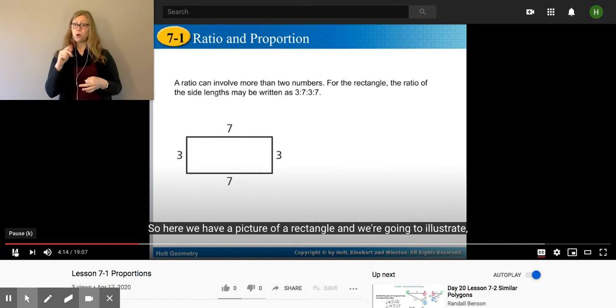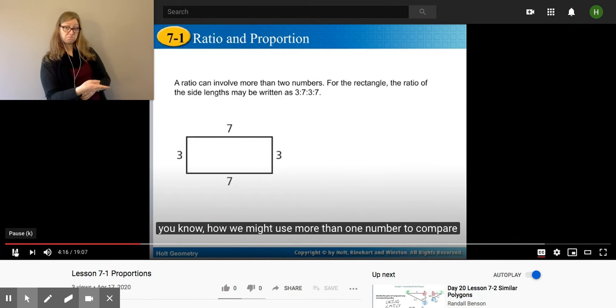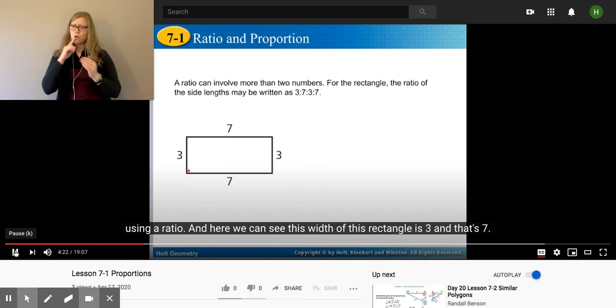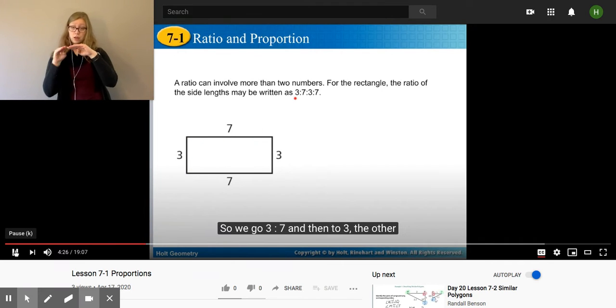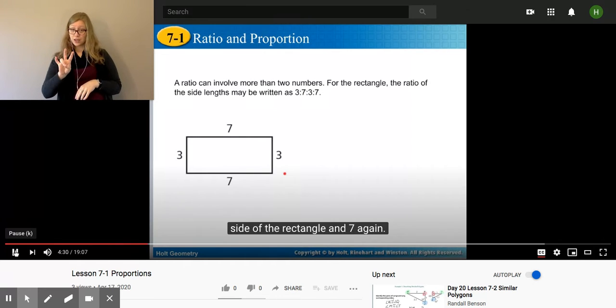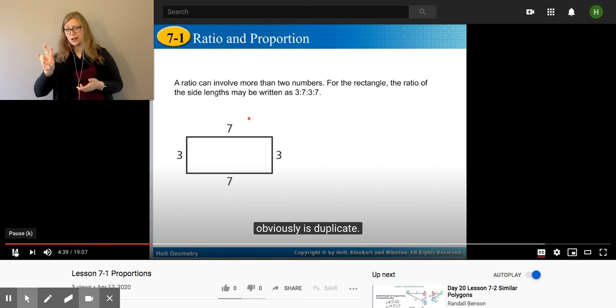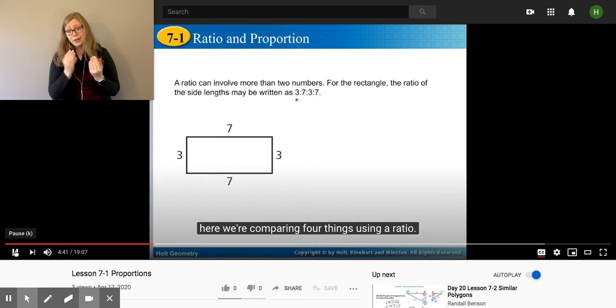So here we have a picture of a rectangle, and we're going to illustrate how we might use more than one number to compare using a ratio. And here we can see the width of this rectangle is 3, and then 7. So we go 3 to 7, and then 3, the other side of the rectangle, and 7 again. Now that's probably more information than you need on that rectangle because some of the information is obviously duplicate. But here we're comparing 4 things using a ratio.